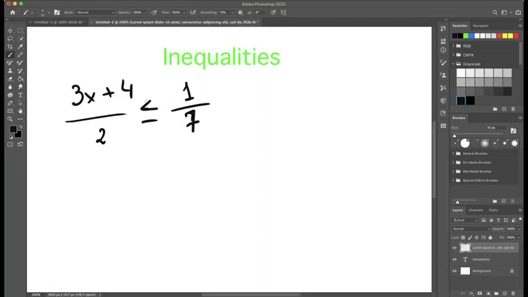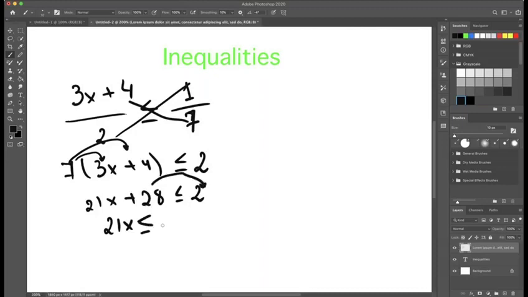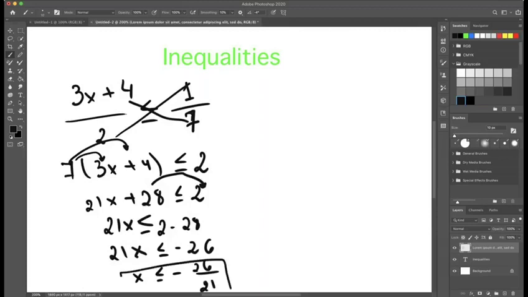So cross multiplication: 7 multiplied by (3x plus 4) less or equal than 2 times 1, it's 2. So I'm expanding the bracket. 7 times 3, 21x. 7 times 4 is 28, plus 28, less or equal than 2. 21x less or equal, moving to the other side, 2 minus 28. 21x less or equal than negative 26. X less or equal than negative 26 over 21. So what is your answer?